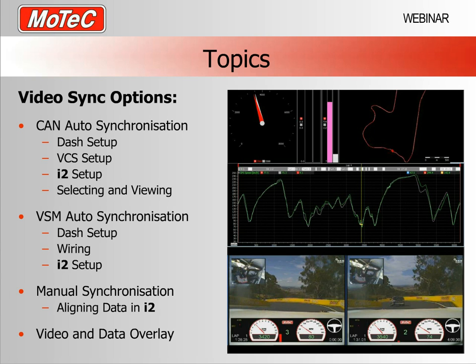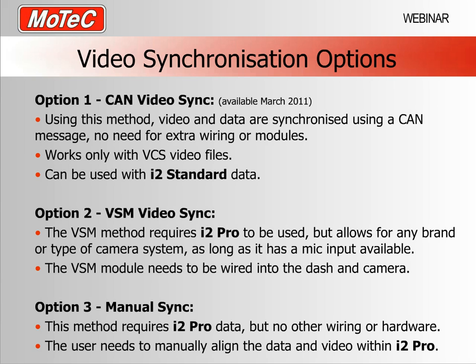So we're going to show you how to use the CAN auto-synchronization method from your Motec dash to create a synchronization between your data and your video, and then how you're going to show that in i2. I'm also going to go through VSM video synchronization, wiring, how to set it up in i2. We're also going to look at manually synchronizing, how you align the data when you don't have any auto sync method. And we're just going to look at video and data overlay towards the end.